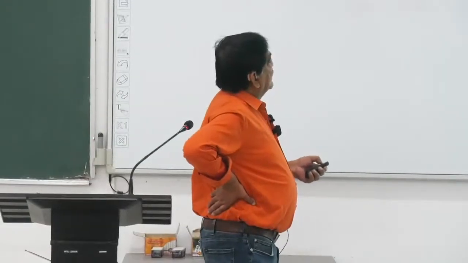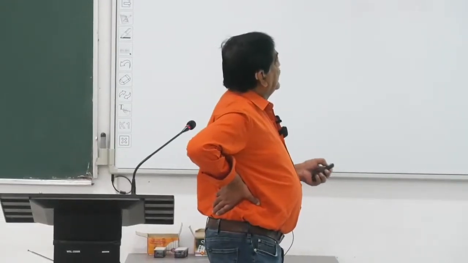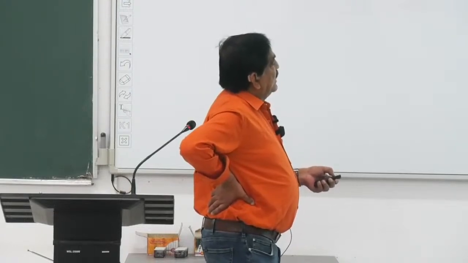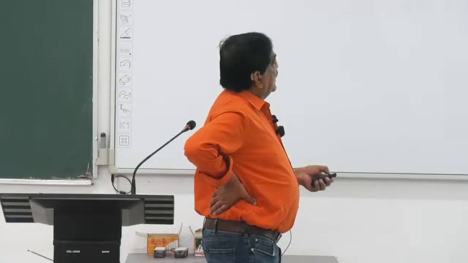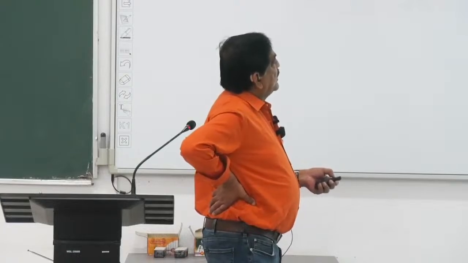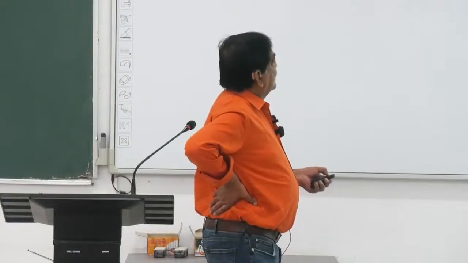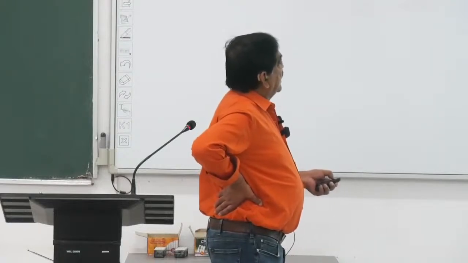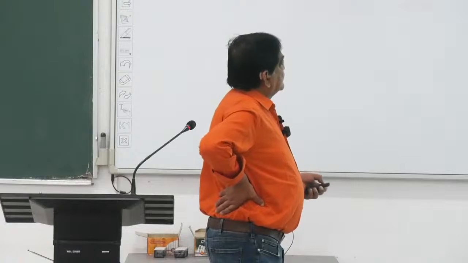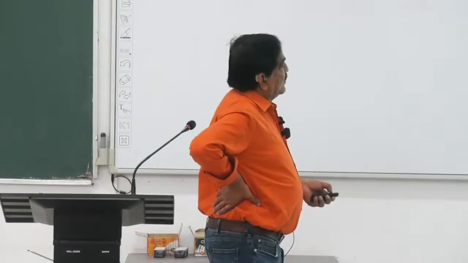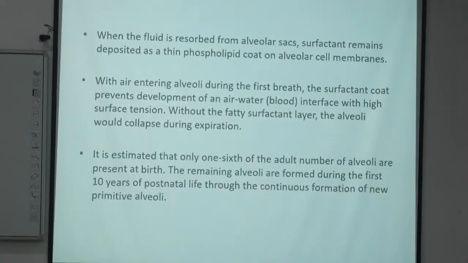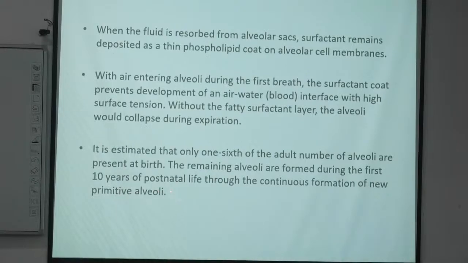Surfactant remains deposited as a thin phospholipid coat on the alveolar cell membrane. With air entering alveoli during the first breath, the surfactant coat prevents development of an air-water-blood interface with high surface tension. Without the fatty surfactant layer, the alveoli would collapse during expiration. Now, it is estimated that only 1/6 of the adult number of alveoli are present at birth. The remaining alveoli formed during the first 10 years of postnatal life through the continuous formation of new primitive alveoli.